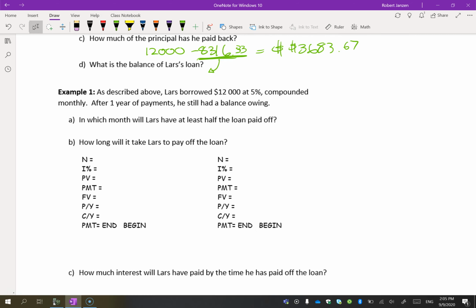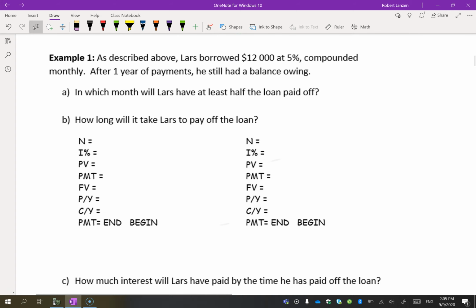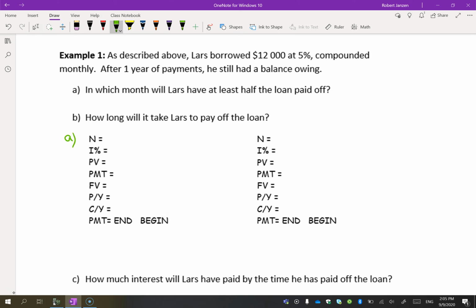As described above, Lars borrowed $12,000 at 5% compounded monthly. After 1 year of payments, he still had a balance owing. In which month will Lars have at least half the loan paid off? Okay, so let's take a look at part A. So, let's fill this out. What goes where? Well, we started by owing $12,000. Notice it's negative. We are making payments of negative $350. Sorry, back up. That is not negative because we didn't pay that. That's given to us as a loan. We're paying the $350. My mistake. This is positive.